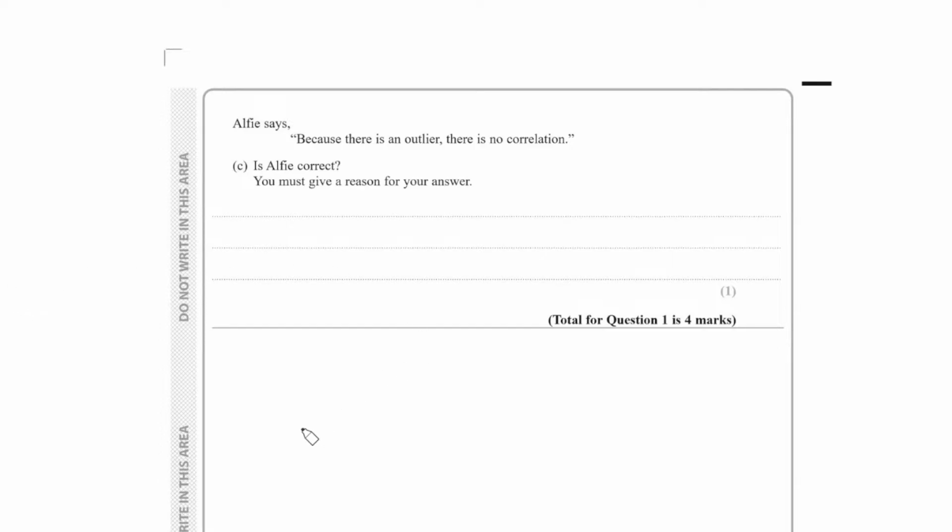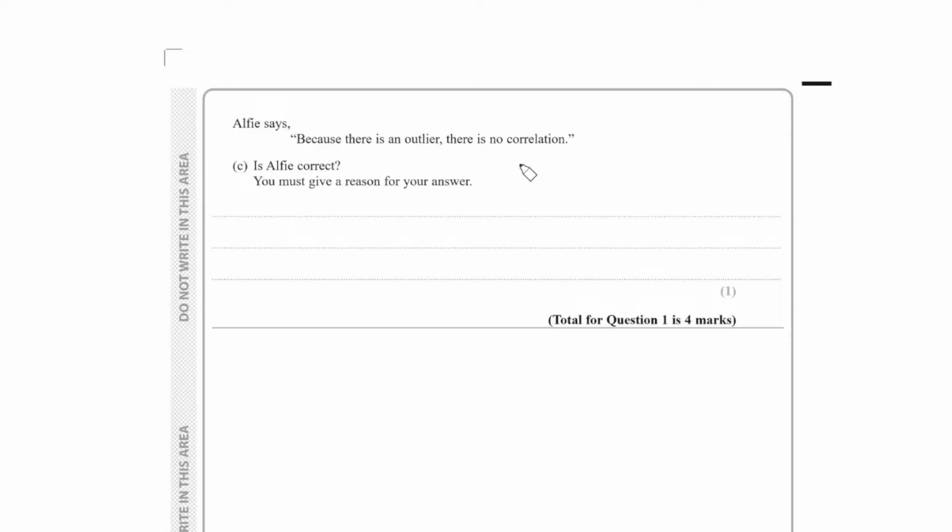Okay, there is also a part C. So Alfie says, because there is an outlier, there is no correlation. Is Alfie correct? Obviously, you also have to give a reason for your answer. So you have to say yes or no, but also give a reason.